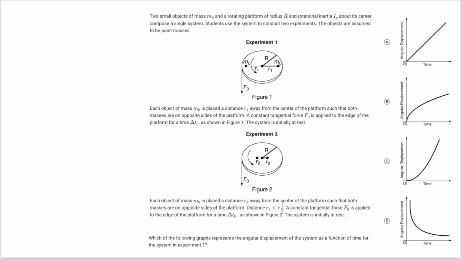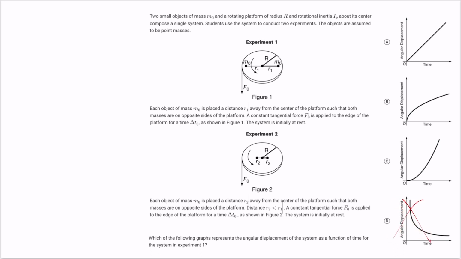It says, which of the following graphs represents the angular displacement of the system as a function of time for the system in experiment 1? So for the system in experiment 1, we're plotting angular displacement versus time in every single one of these. Now the question is, how is angular displacement going to be changing with respect to time? We know that the disk is going to be accelerating. So that means angular displacement is going to be increasing at an increasing rate. So first off, we're going to have some kind of a positive graph here. So I'm going to basically take off D. D is no good.